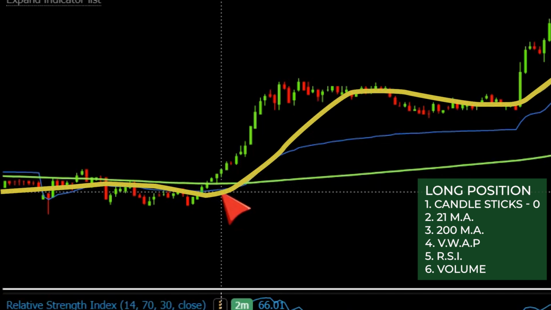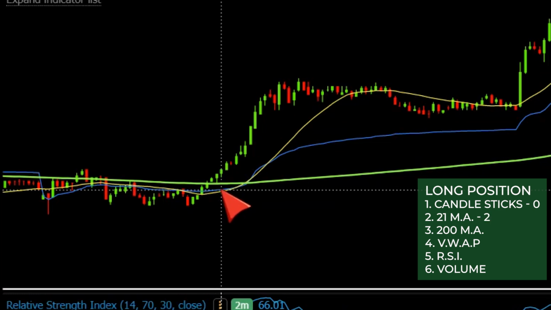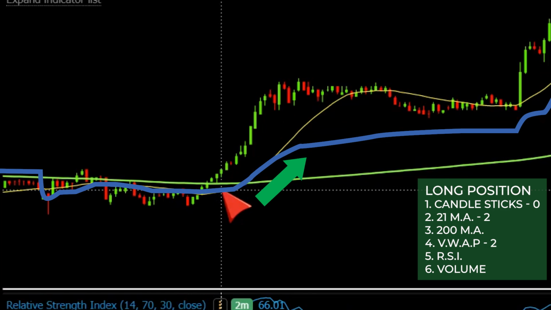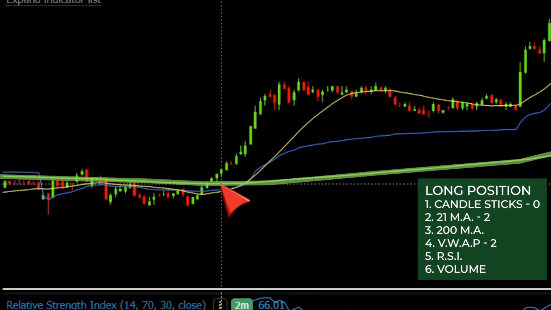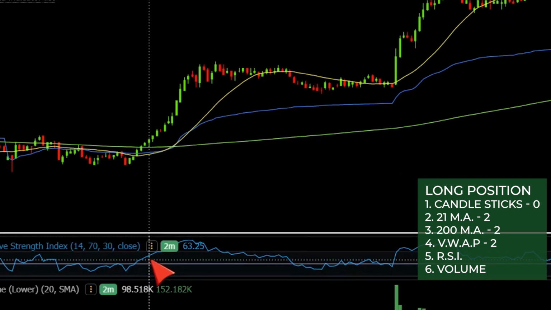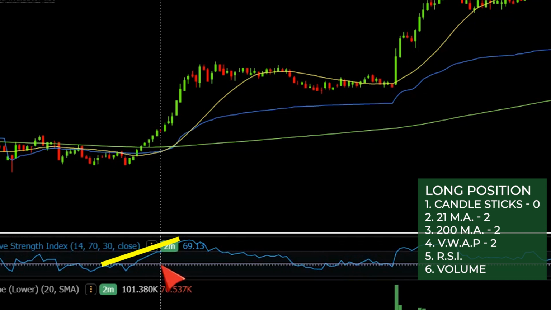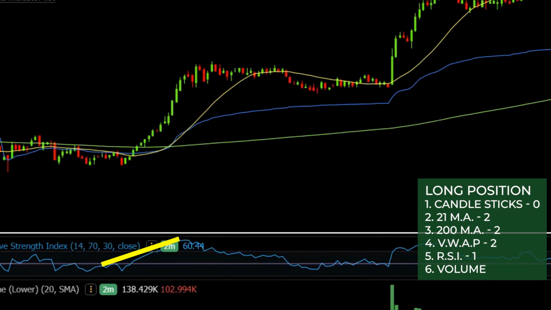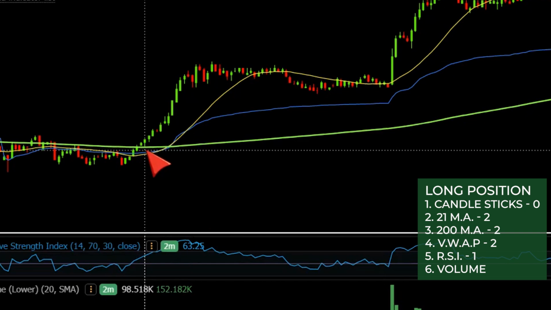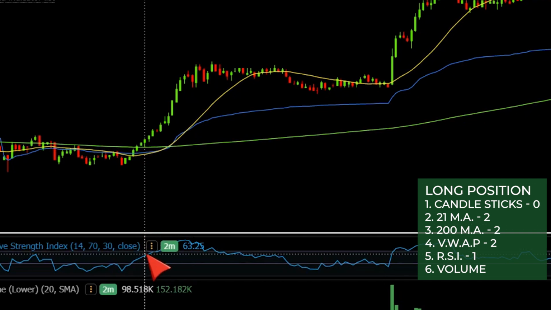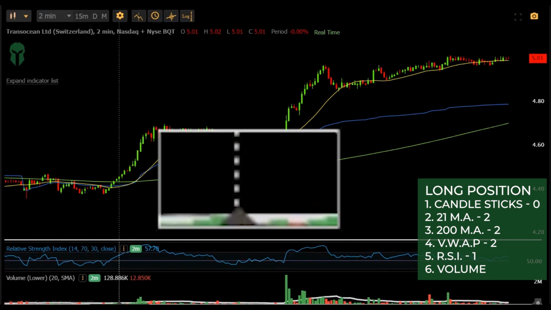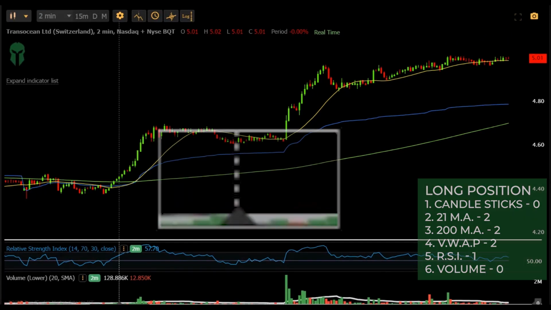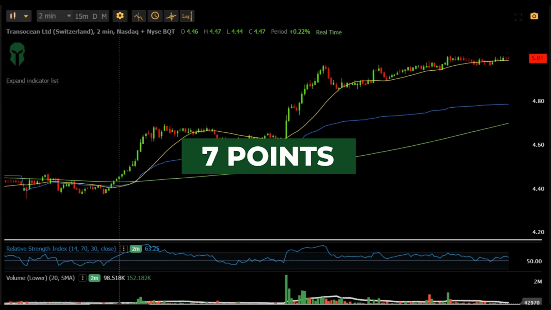Am I above the 21? Yes. Is the 21 pointing up? Yes. There's 2 points. Am I above VWAP? Yes. Is VWAP pointing up? Yes. 4 points. Am I above the 200? Yes. Is the 200 pointing up? Yes. 6 points. Does the RSI coincide with my trade? Yes. So right there, you have 1, 2, 3, 4, 5, 6, 7 points. Do I have enough volume? No, I do not. So I have a total of 7 out of 9 on the trade.